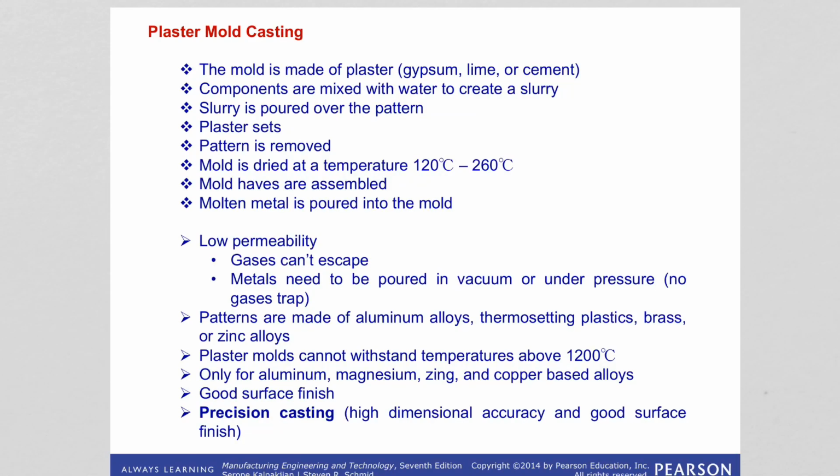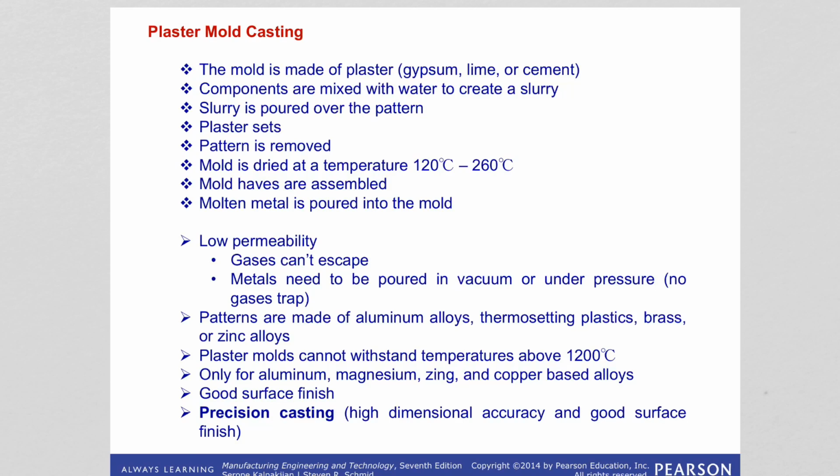Alright, next is plaster mold casting. These processes are known as precision casting, together with ceramic mold and investment casting processes, because they have high dimensional accuracy and good surface finish obtained on the parts that we cast.